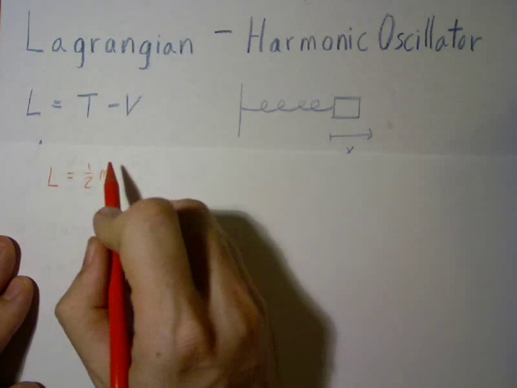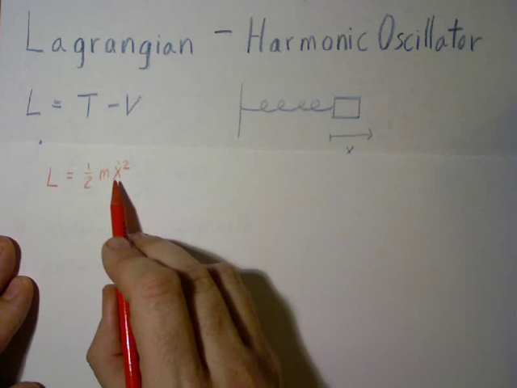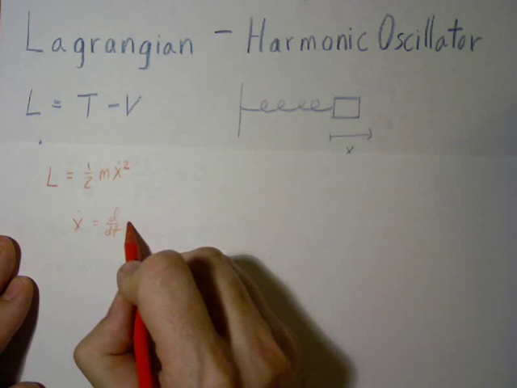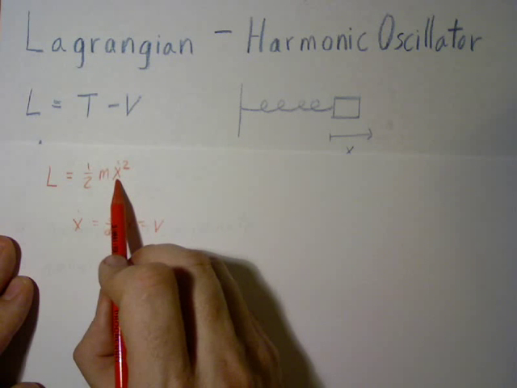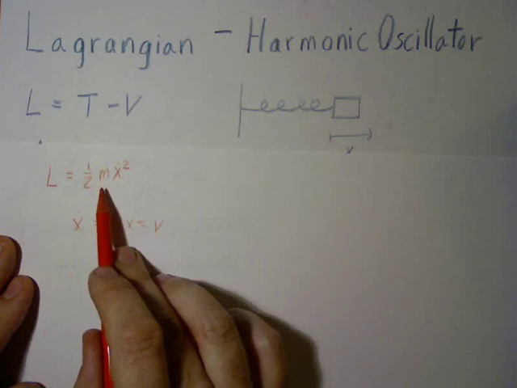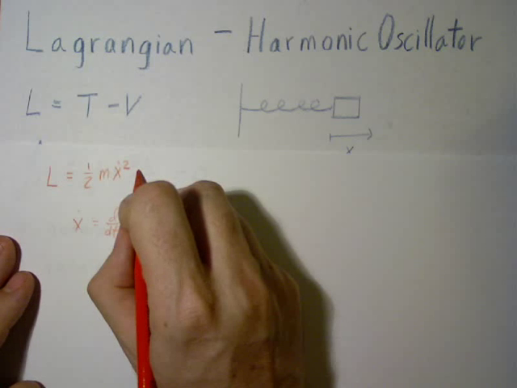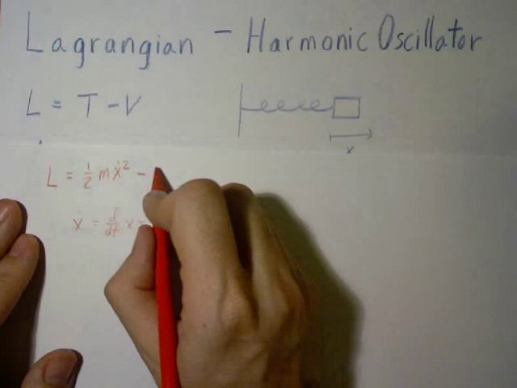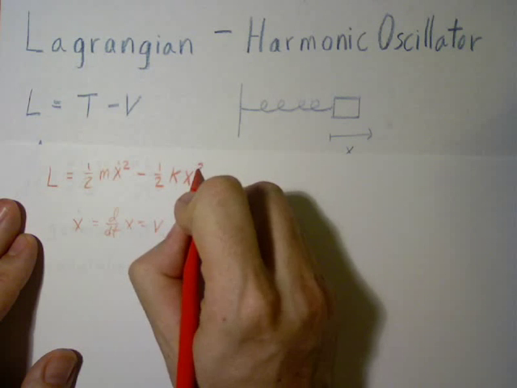1/2 the mass velocity squared. Notice I write velocity as x dot. X dot is the time derivative of x. In other words, it is velocity. But it's much easier to write x dot for reasons that will become apparent as we go along. So this is our kinetic energy, and our potential energy will come from the energy of the spring. We'll write that as 1/2 k x squared.